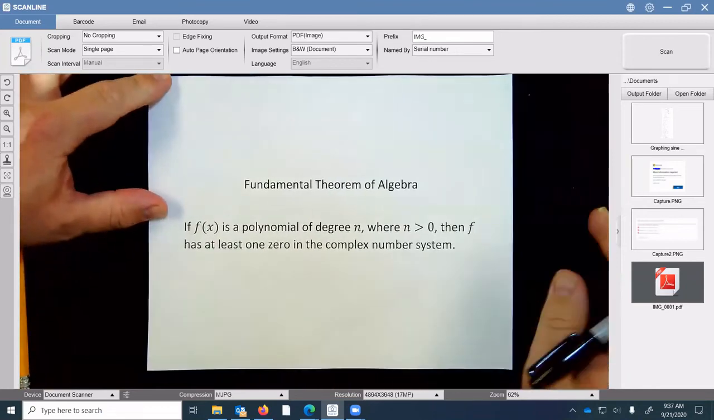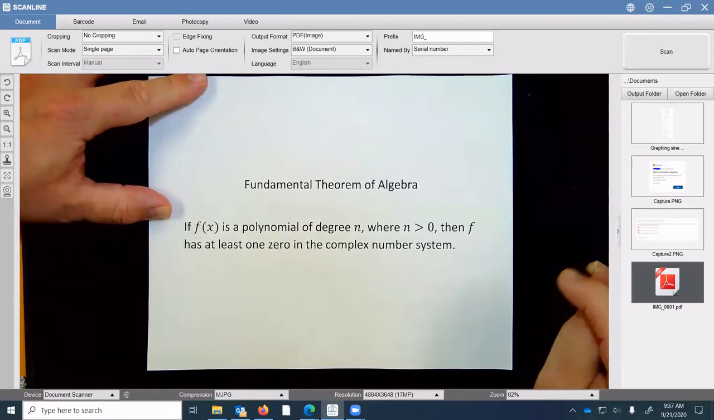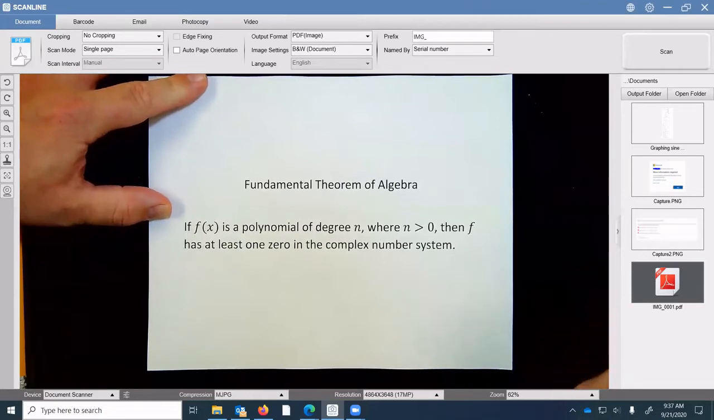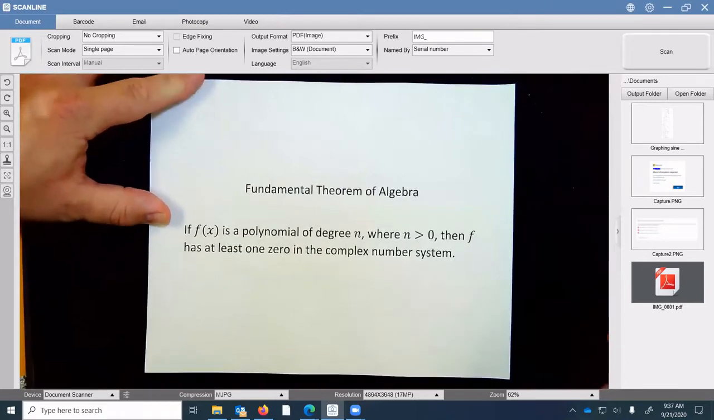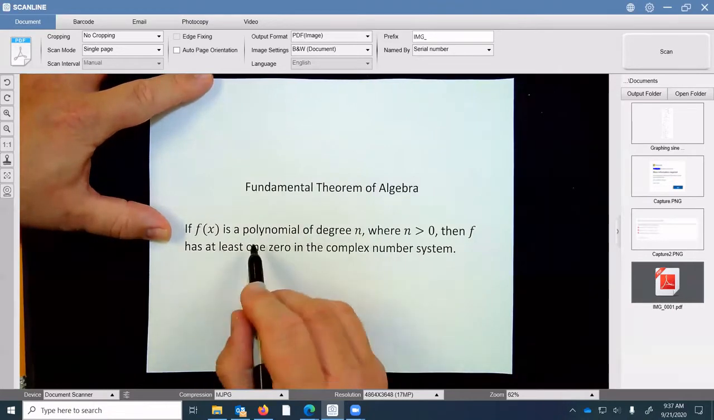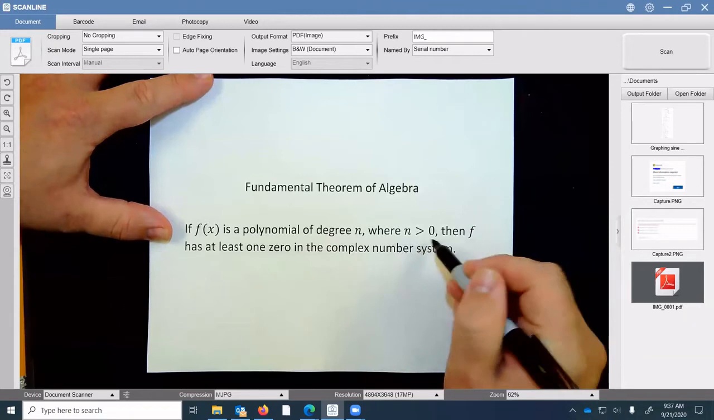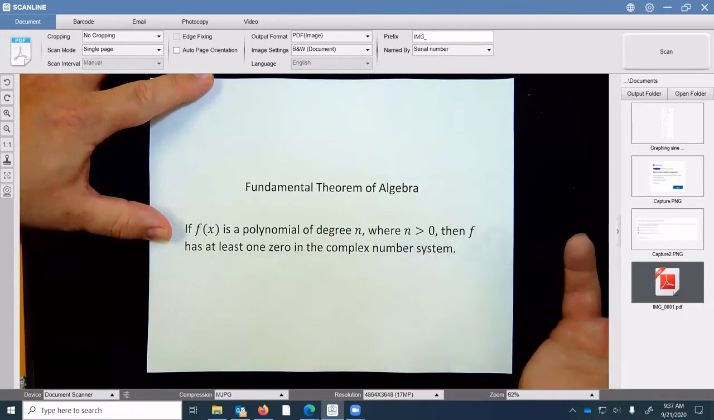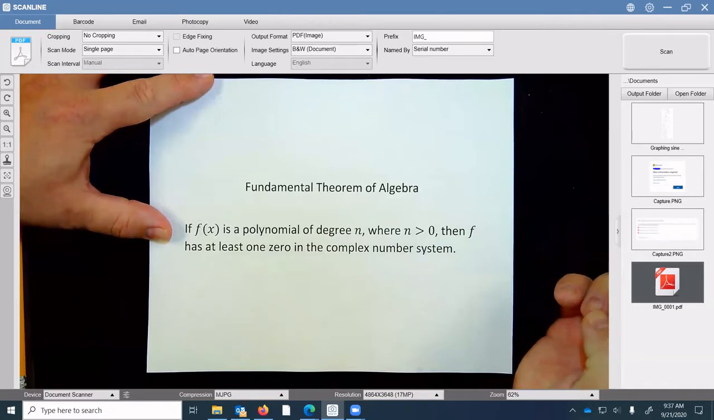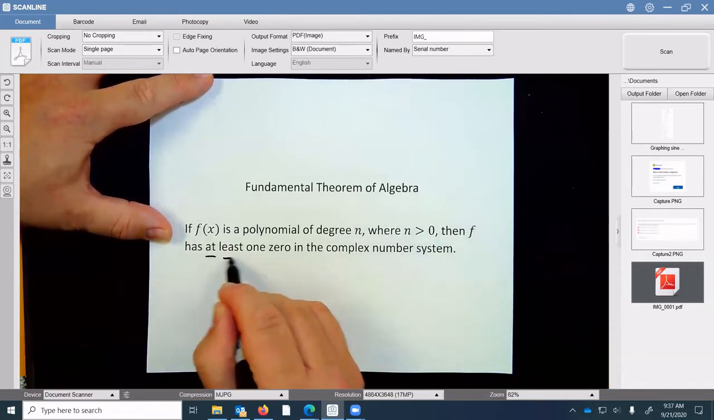Right about 1800, within about 5 years of 1800, a guy named Carl Friedrich Gauss comes up with the fundamental theorem of algebra. And what he says is that if you have a polynomial of any degree n greater than 0, meaning that it's at least a first degree polynomial, there is a variable involved, then it has at least 1 zero.